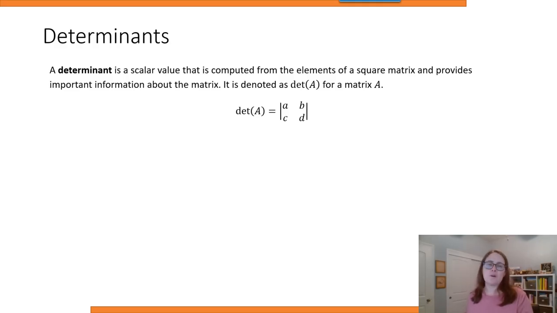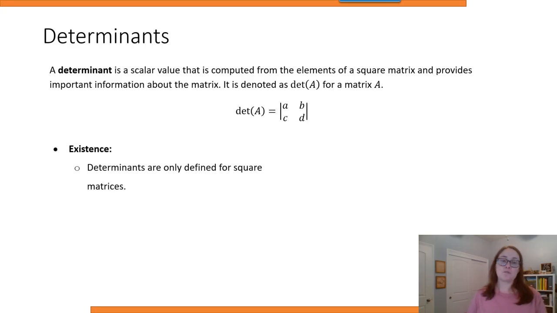Now, some things to know about a determinant. We're only defining them for square matrices, so you're not going to see like a 2 by 3 or a 4 by 2 or anything like that. It'll be a square matrix each time.